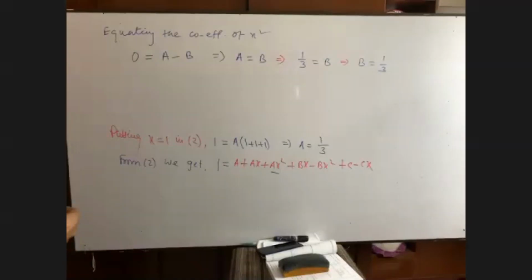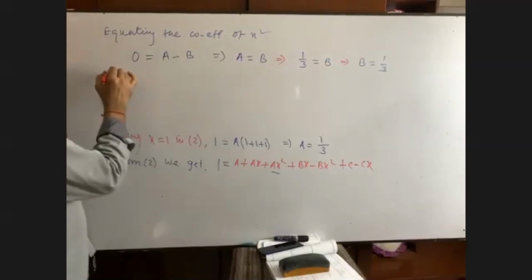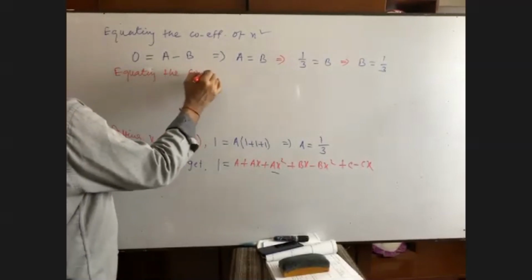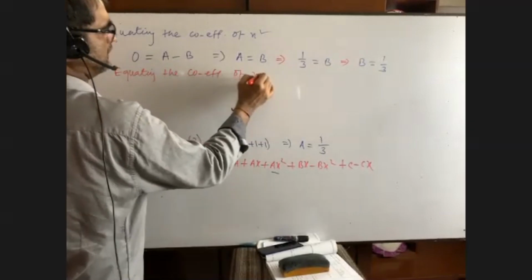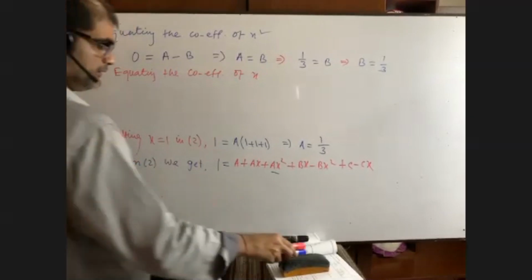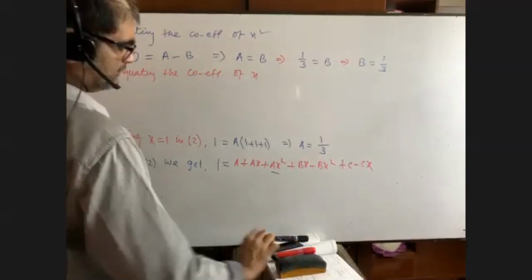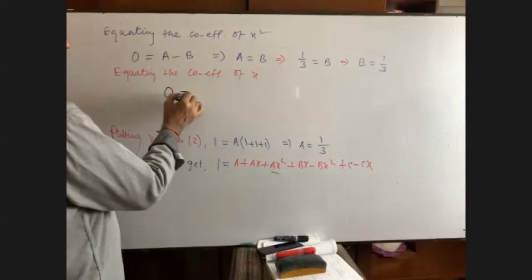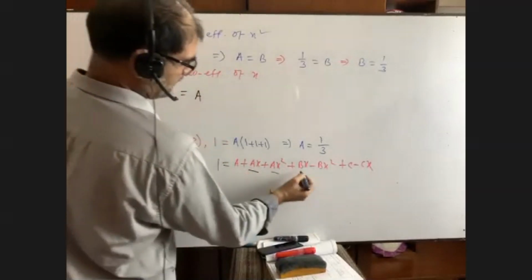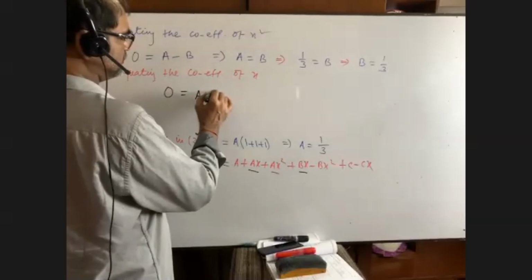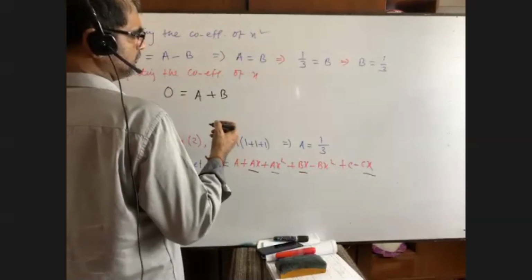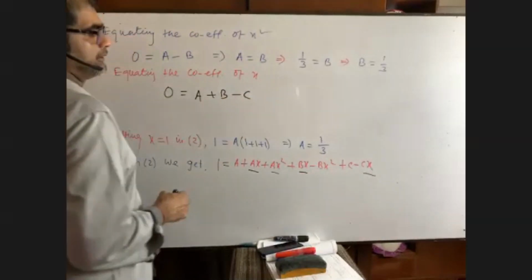Okay. Now, in the same way, write down equating the coefficient of x. The coefficient of x, you see, there is no x in the left hand side, so it is 0. Coefficient of x, that means it is x, it is a. Coefficient of x, this is bx, it is plus b. Coefficient of x, it is cx, so it is minus c. Am I right?